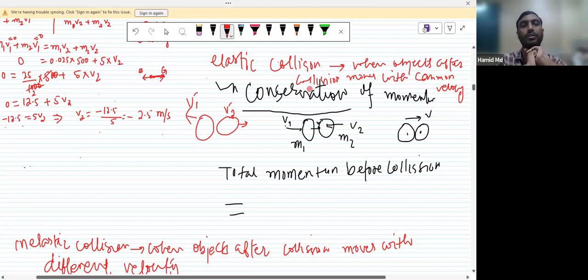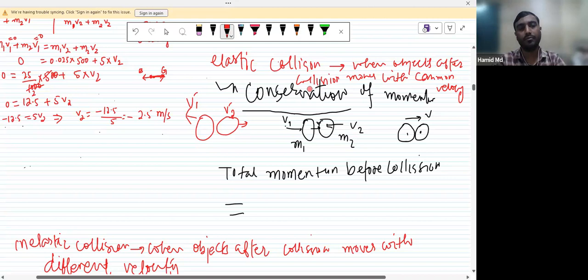Jabbar, your face is not coming. You are doing parda. So did you find any connection of rubber band with collision? No, na?